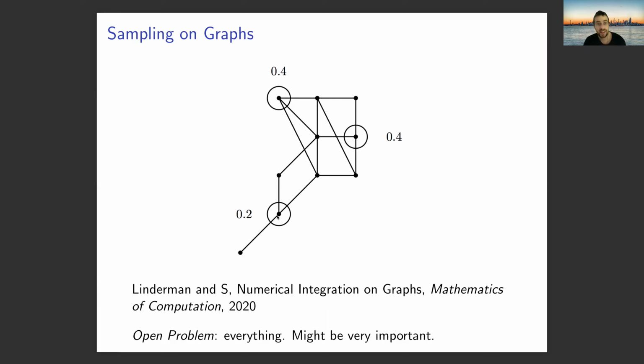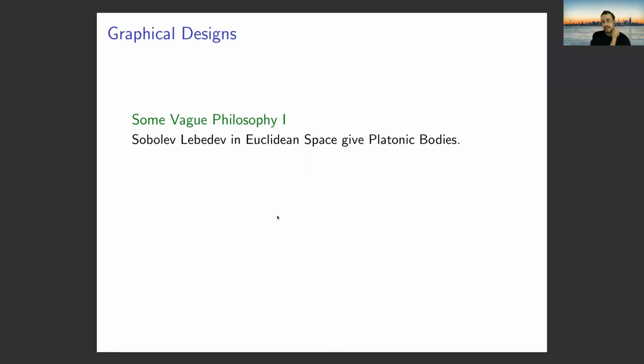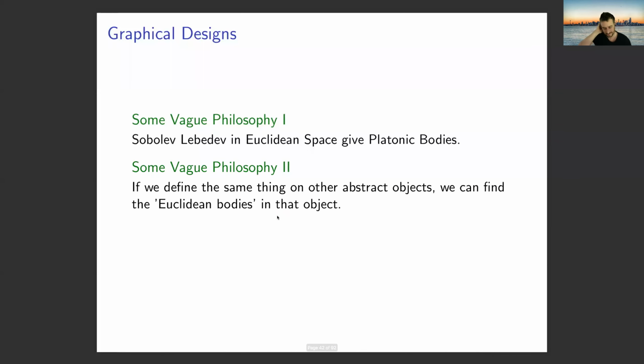Okay, I'm going to be very precise on this. And now I'm going to give you vague philosophy that will lead us to graphical designs. So what's the vague philosophy? This Sobolev-Lebedev ansatz of how to find points gave us beautiful points in Euclidean space. It gave us Platonic bodies, right? And the analog of Platonic bodies if the number of points does not happen to be one of those 5. So we could try to carry everything over.